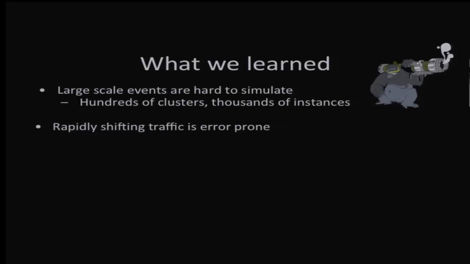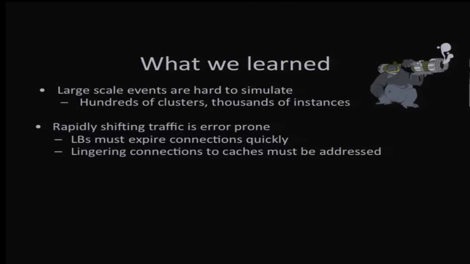Rapidly shifting traffic is also error-prone. We found that for our ELBs, the elastic load balancers, we needed to change DNS TTLs so that we could shift traffic more quickly. We had lingering connections between our applications and our caches, and that needed to be addressed. And not all of our clusters were pre-scaled, so when we started quickly moving traffic around, it took a while for some of our systems to scale up quickly enough, and some of them were not using auto-scaling, so they needed to be manually scaled.